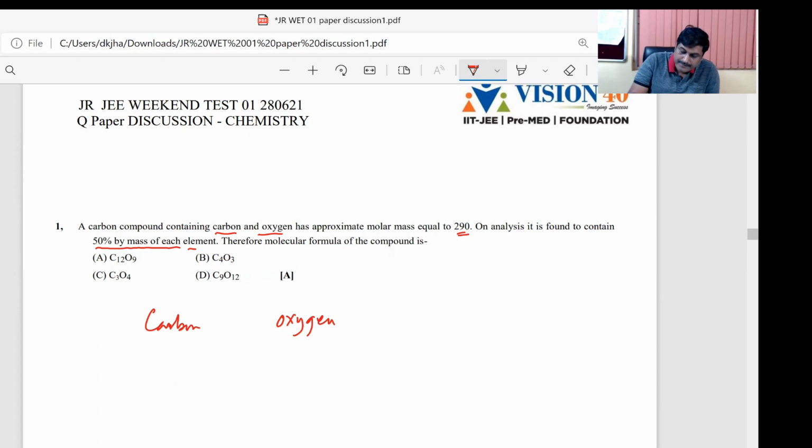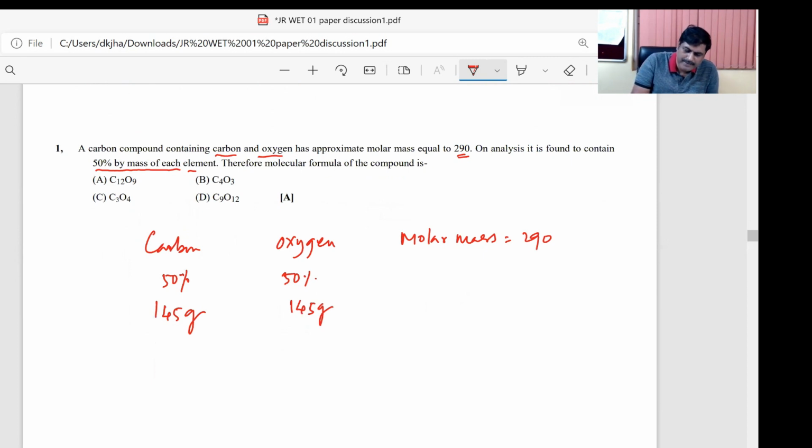Molecular weight, approximate molar mass, is equal to 290. 50% by mass of each. This one is 50%, this one is 50%. 50% means 145 gram. This one is 145 gram, and this one is also 145 gram. Very simple one.